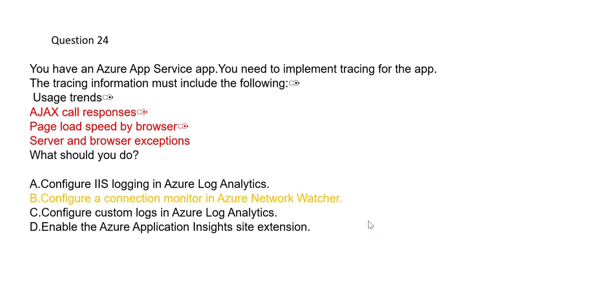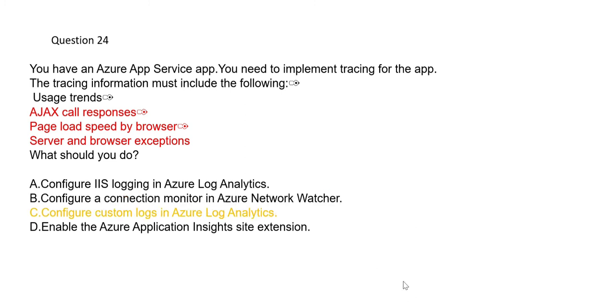Our question wants to track and trace the app service, which needs monitoring the trend, page load speed by browsers for the customer, to identify the customer behaviors, etc. So B is wrong.